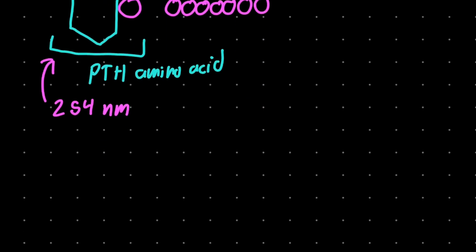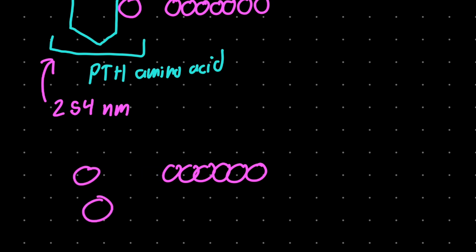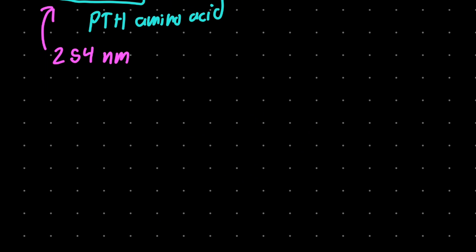So we start off with something like this. Then we sequence the first one, then the second one, the third one, and as we detach each one, we can figure out what each amino acid is. One of the limitations of the Edman degradation is that we can only sequence polypeptide chains of up to 50 amino acids long. After that, the accuracy of the Edman degradation is not reliable.